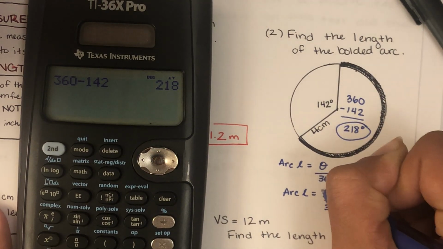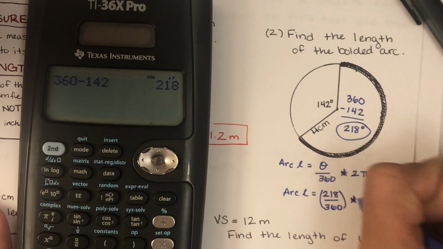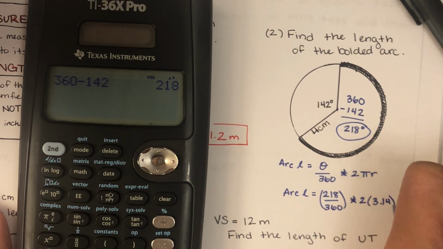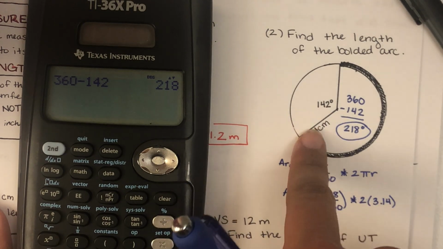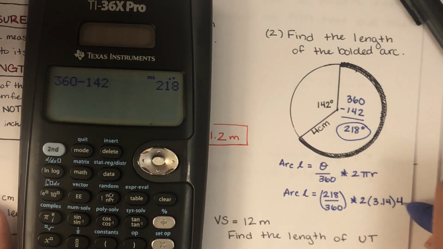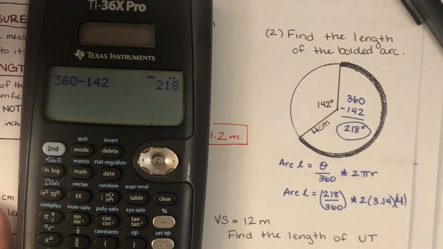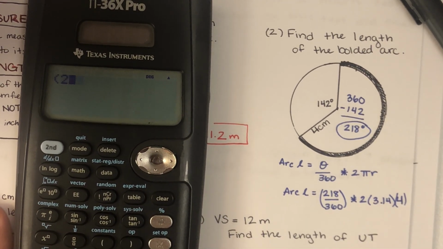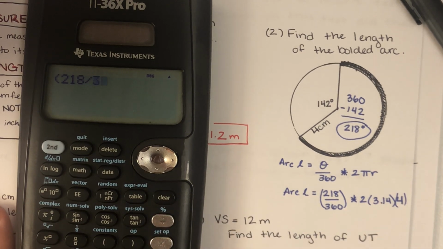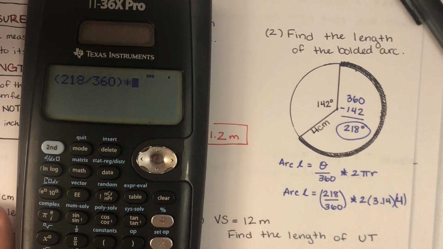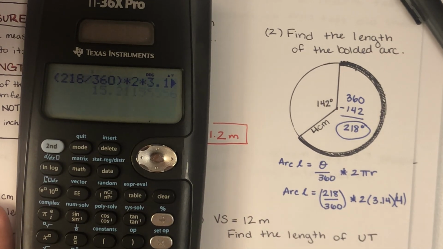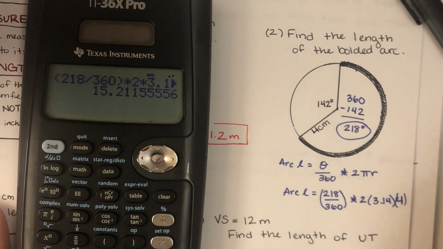I'm going to put this in parentheses, times 2 times 3.14. Instead of r, we're using 4. All right, I'm going to put this in my calculator. 218 divided by 360, close my parentheses, times 2 times 3.14 times 4. 15.2.